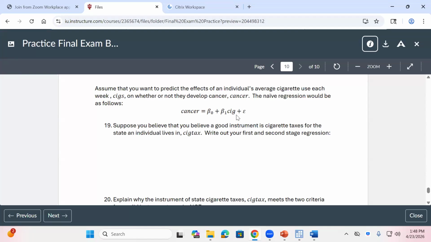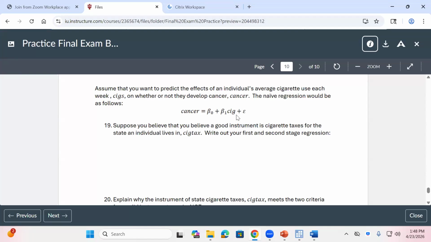So if you're thinking about this first and second stage, you would always have the general form that you could write out for yourself, which is I first want to try to predict that X variable I was interested in using my instrument. So for us, I'm trying to predict cigarette use because our original question was, how is cancer impacted by cigarette use? So this was my Y variable. This was my X variable. My instrument that I was using was cigarette tax. So this would be writing out that first stage.